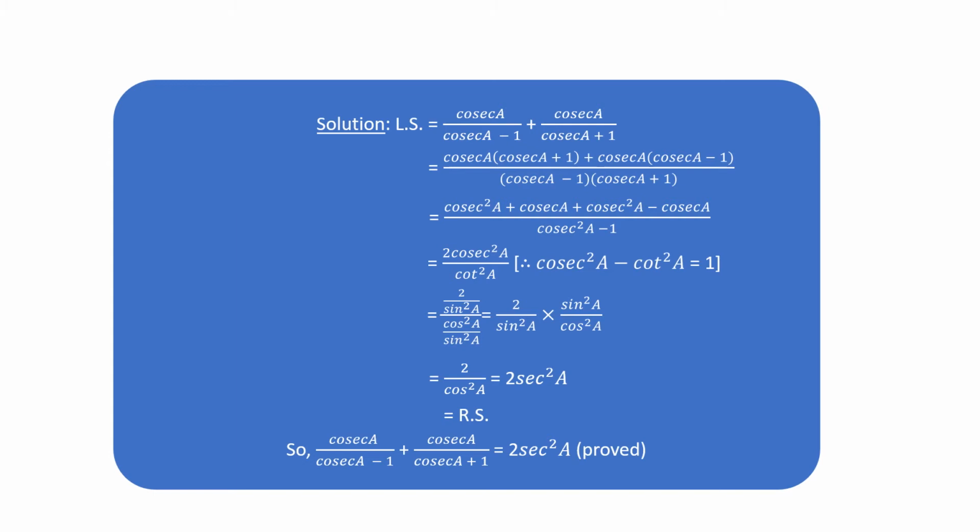So cosec A / (cosec A − 1) + cosec A / (cosec A + 1) equals 2 sec² A. Proved.